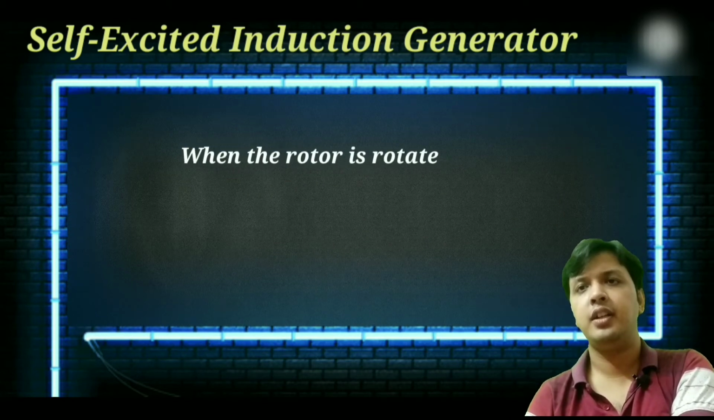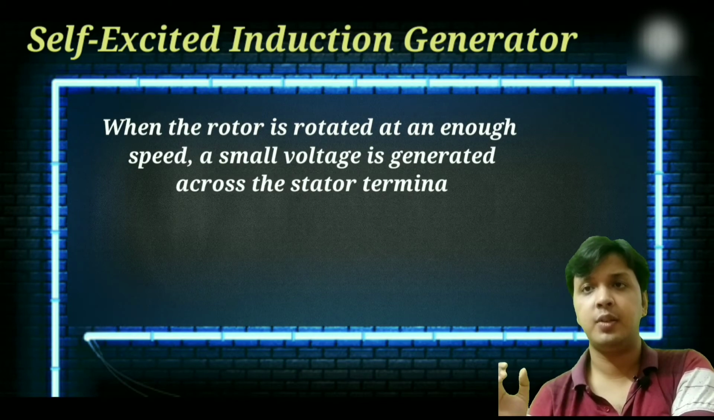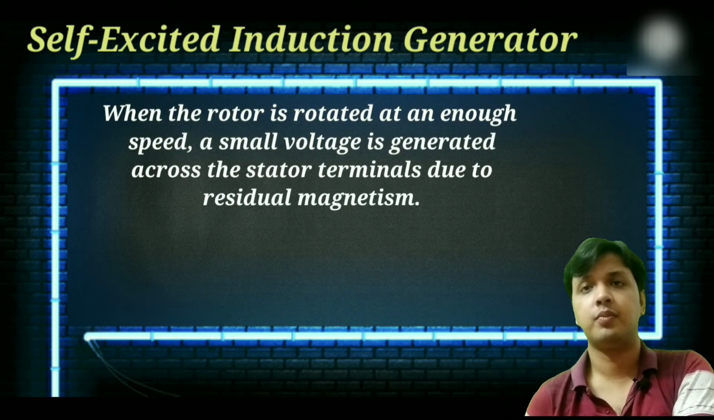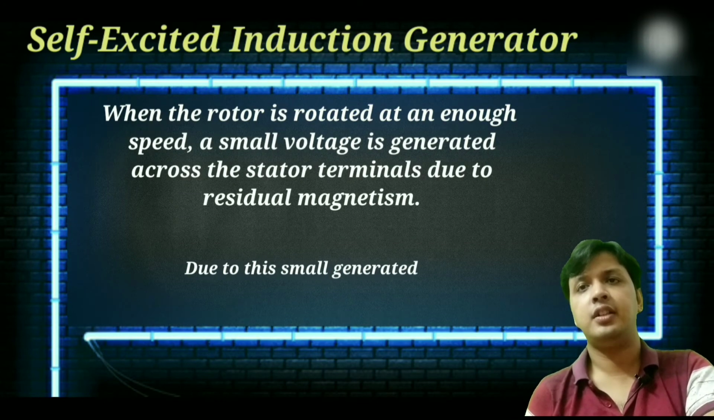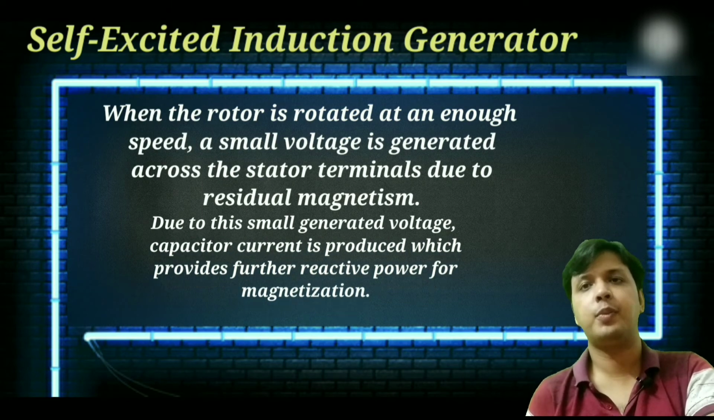When the rotor is rotating at enough speed, a small voltage is generated across the stator terminal due to the residual magnetism. Due to this small generated voltage, capacitor current is produced, which produces further reactive power for magnetization.